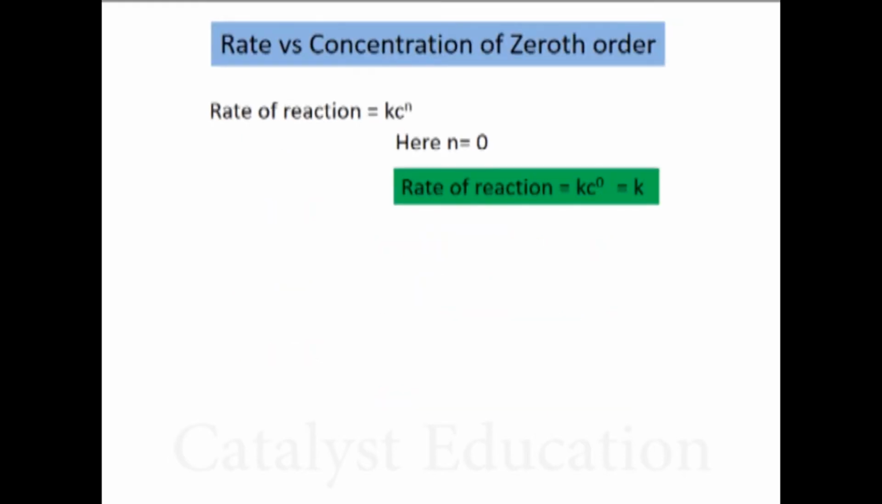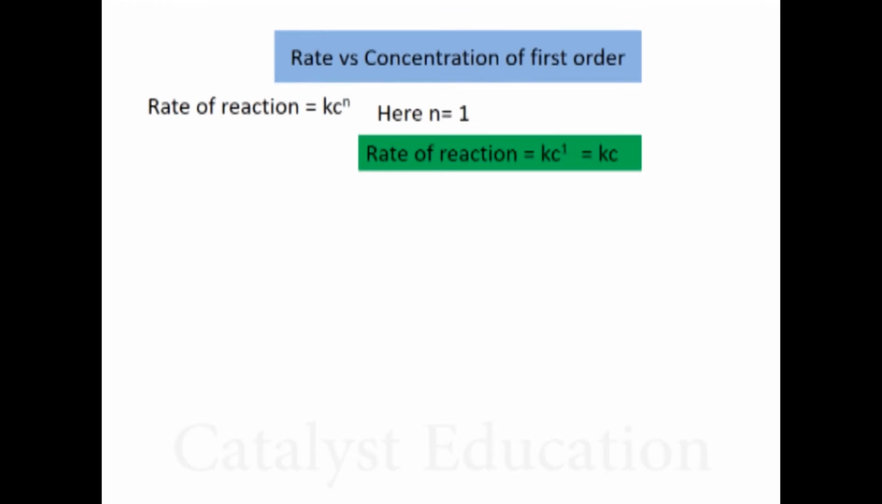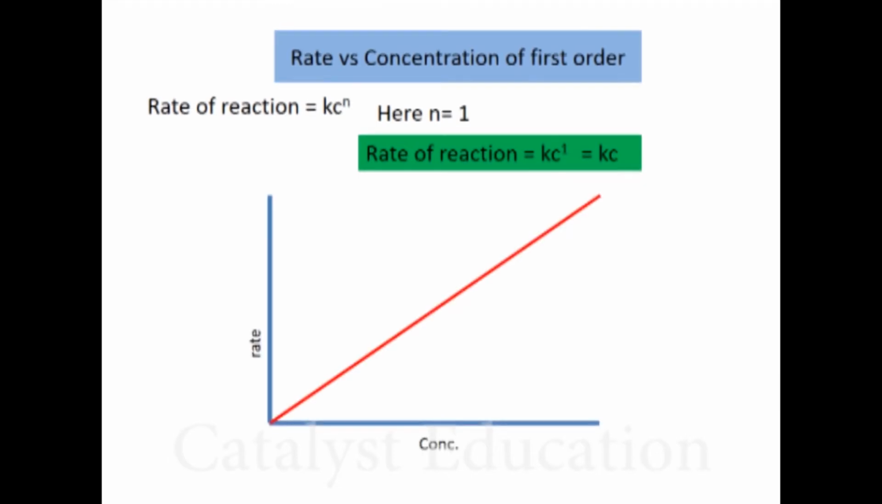Rate versus concentration of zeroth order reaction. Here I have already told the rate of reaction is equal to k. So in the graphical relation, y-axis rate and x-axis concentration, this is the relation: rate is equal to a constant. With concentration changes, rate does not change. Now, rate versus concentration of first order reaction. Already I have told rate of reaction is equal to k c for the first order reaction because n is equal to 1 in the rate equation. So in the graphical relation, rate versus concentration, this is a linear relationship and the gradient is k.